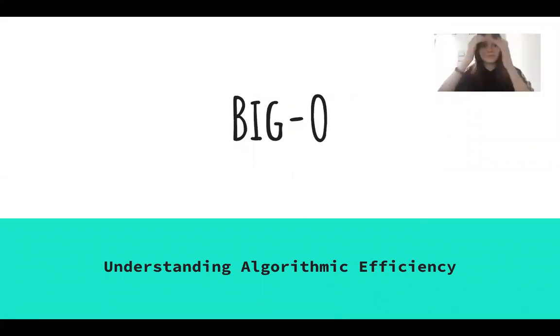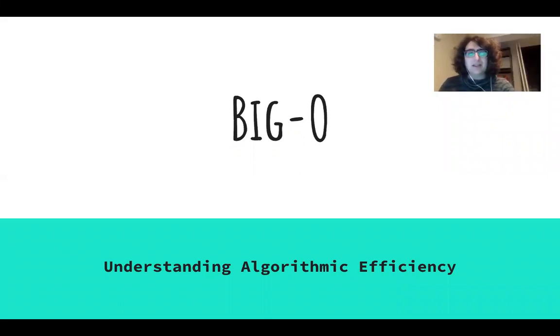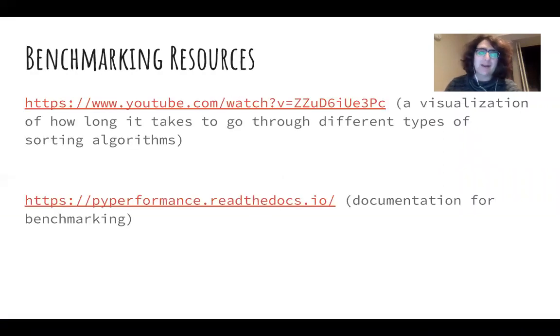Yes. Thank you. All right, so Big O is two things. One, it's an underrated anime from the 90s, and two, it is a way of understanding algorithmic efficiency. So when I say algorithmic efficiency, what I'm talking about is benchmarking. Has anyone encountered that word before, benchmarking?